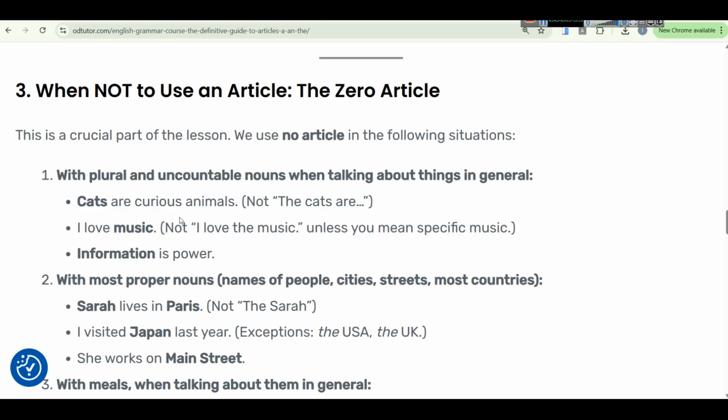I love music. So we'll not say I love the music, unless you mean a specific music. I love the jazz music, something like that. Information is power. This is another example.